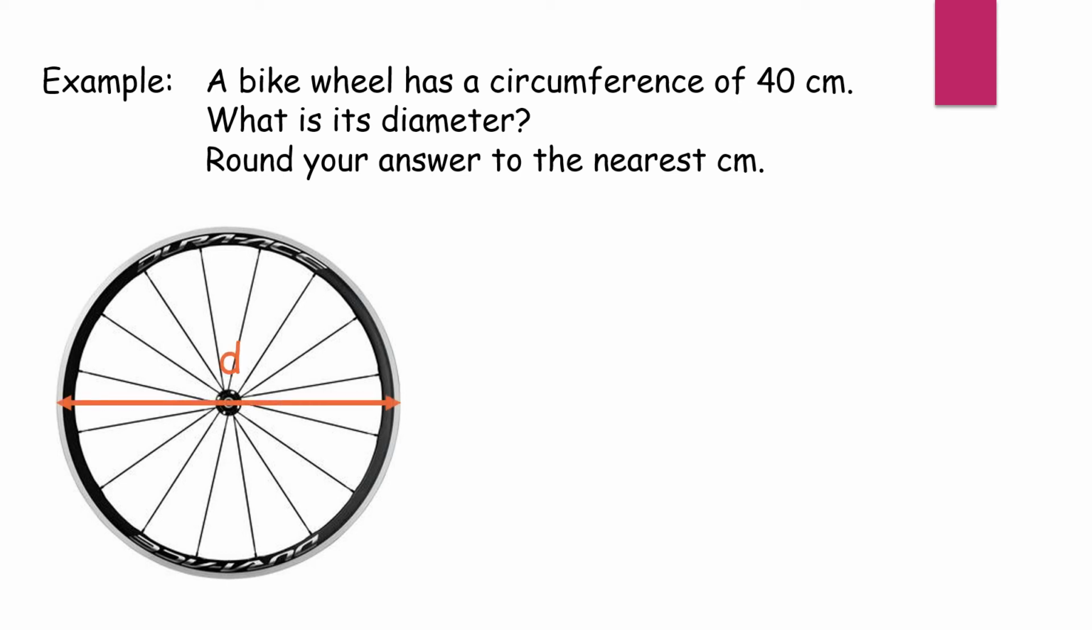So if we mark on the diameter, which is going from one side of the circumference to the other side of the circumference through the center of our circle, and we know that c equals pi d. So we're still going to substitute our values in. We've got 40 now equals pi times d. Now, the inverse of multiply by pi is divide by pi. So what we have to do is 40 divided by pi, and that will give us our value for d.